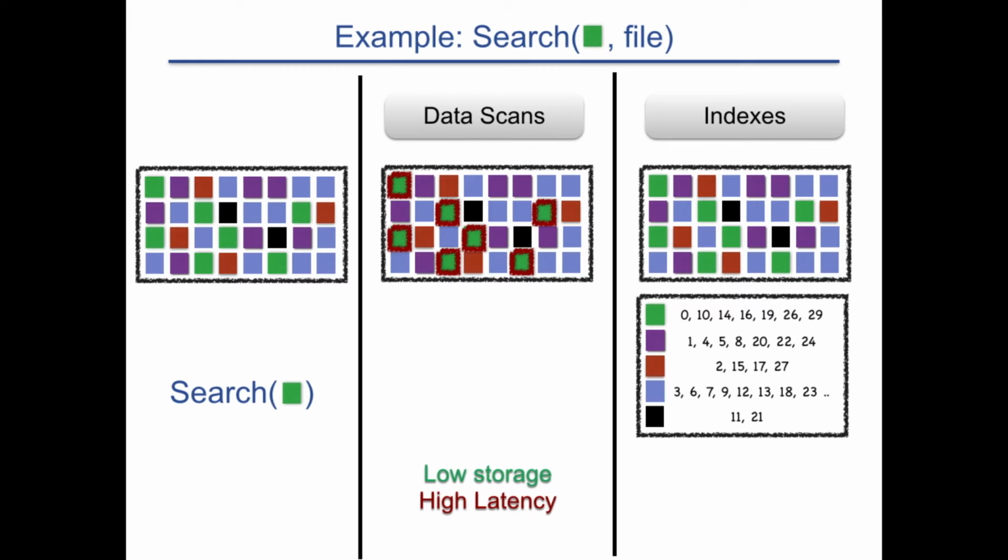Now, what's the good thing about an index? Whenever a query comes in, you just look up into the index and answer the query. So it's super fast. So unlike data scans, which are slow, indexes are super fast. But the problem is that they have high memory footprint because you have to store these indexes in addition to your input file. So the storage overhead is high.